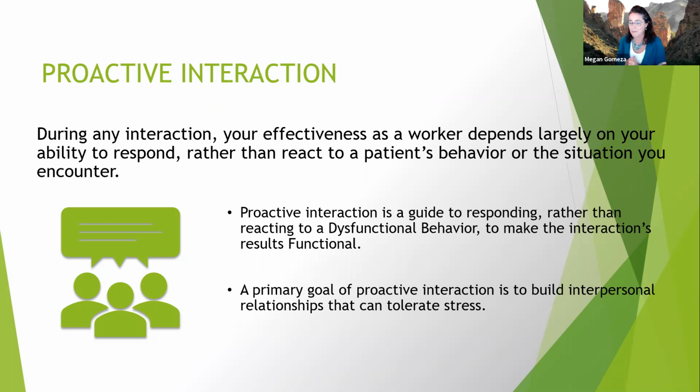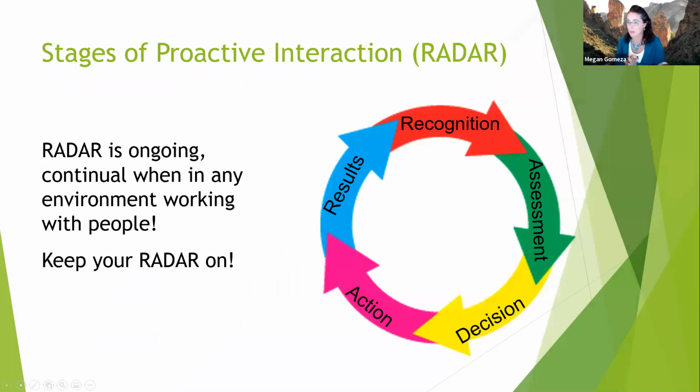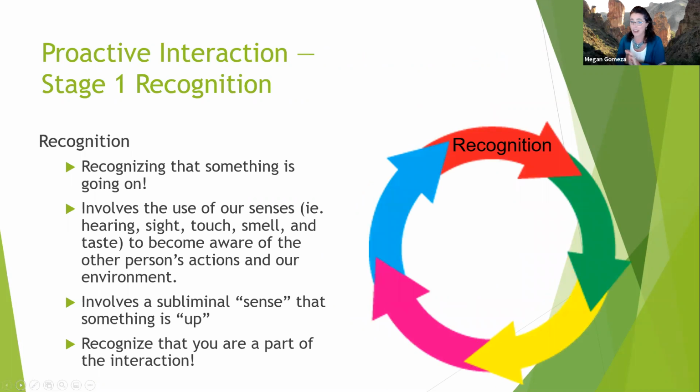Okay, next slide. So proactive interaction has 5 phases, and it's abbreviated into RADAR. I always like to think of it when I'm in an office, when I'm in the community, when I'm in a meeting, even with other professionals, that I have my radar going. So my radar is always on. So go ahead to the next slide, Crystal. We'll walk you through this, and I'll walk you through an example.